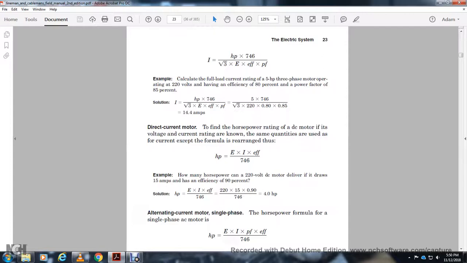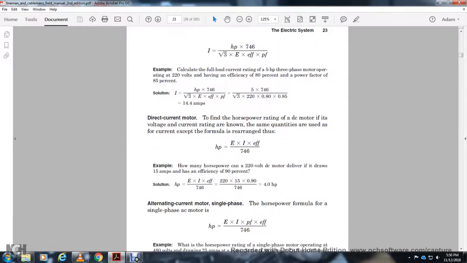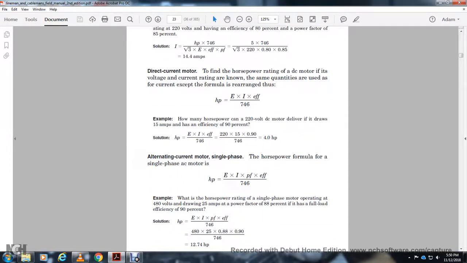Alternating current, single phase. The horsepower formula for a single-phase AC motor: horsepower is equal to the voltage times the amps times the power factor times the efficiency, over 746. An example of that would be the horsepower rating of a single-phase motor operating at 480 volts, drawing 25 amps, with a power factor of 88% and a full load efficiency of 90%. 480 times 25 times 88% power factor times 90% efficiency, over 746, gives you 12.74 horsepower.